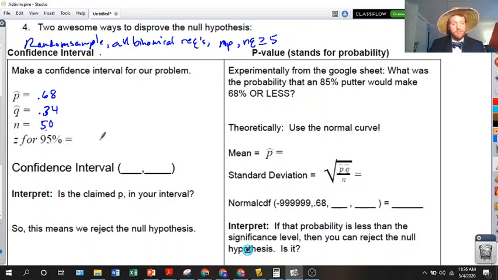z for 95% is 1.96. Remember, we don't need t in a proportion problem. We just use z. All right, so to make the confidence interval, is there any room over here? Let's do 0.68 plus or minus 1.96. So we're doing z times the square root of junk. The square root of 0.68 times 0.34 over 50. And I'm just going to go find Desmos and type that in.